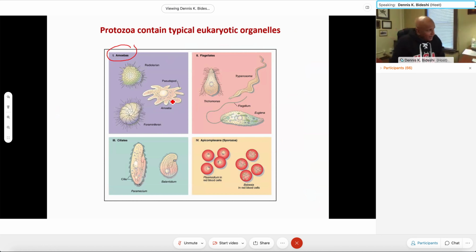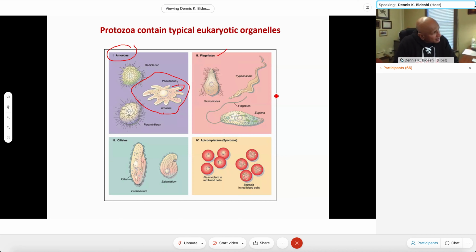So they move around like this. You know what a cell looks like. These ones have cytoplasmic extensions called pseudopods. They look like little false feet, but this is how they move around. The cytoplasm bulges out to create these false feet. So those are the amoebas, and that's what I want to focus on for this group.